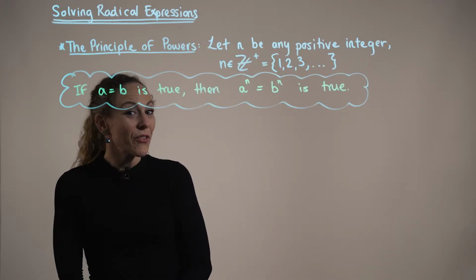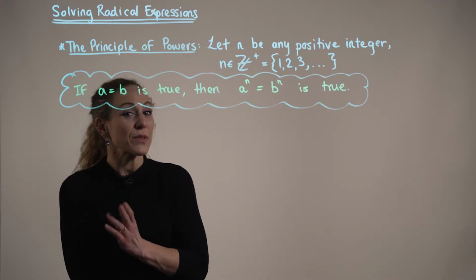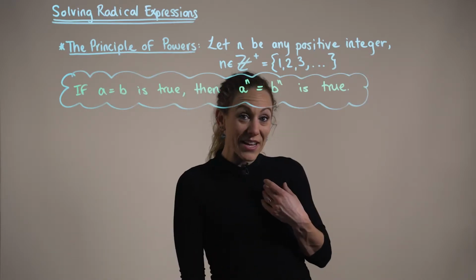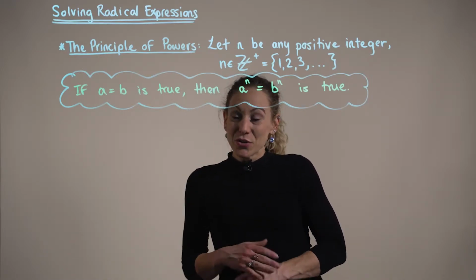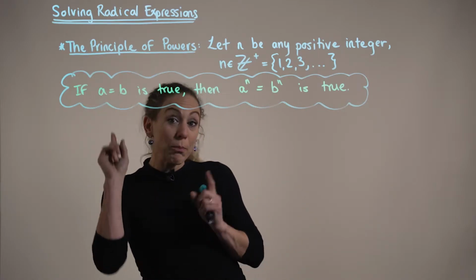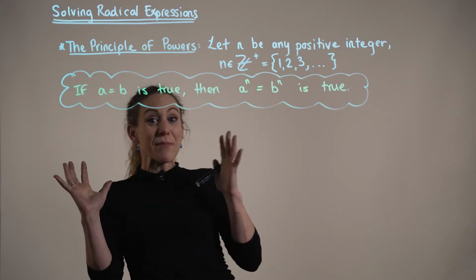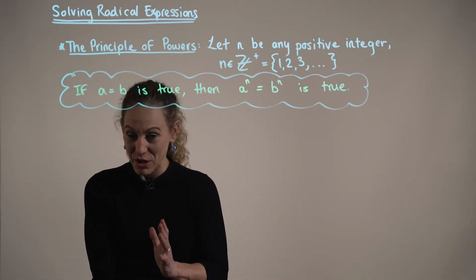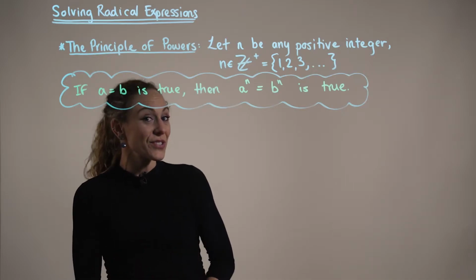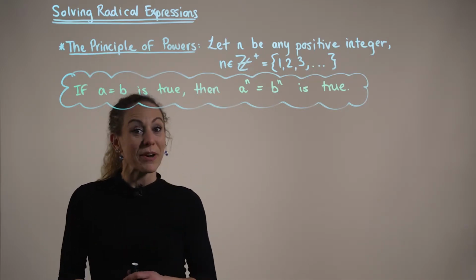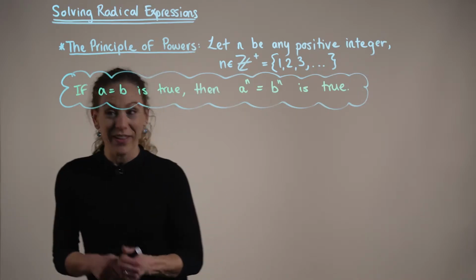The principle of powers says that if a equals b is true, then a to the n equals b to the n is also true. So what this is telling us is that by raising both sides of an equation to the same power, we're going to be able to remove any radicals from that expression, thus allowing us to solve. To help us understand this a little bit better, let's consider the following example.